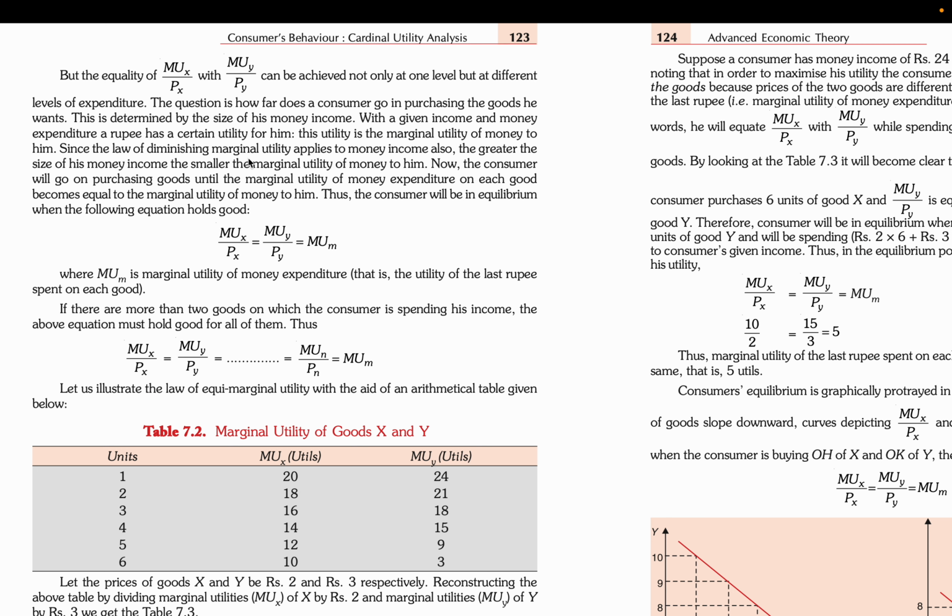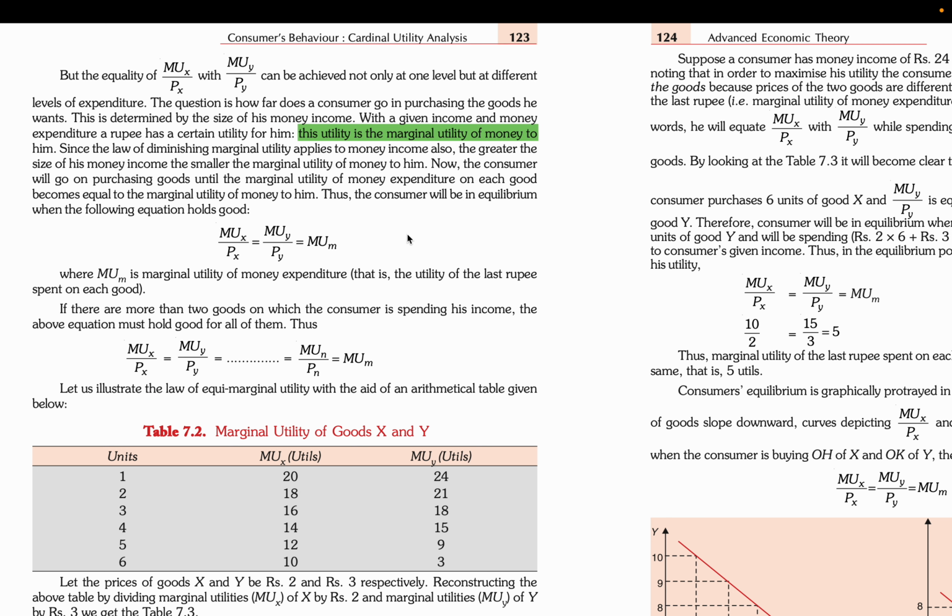With a given money income and money expenditure, a rupee has a certain utility for him. This utility is the marginal utility of money to him, right? Since the law of diminishing marginal utility applies to money income also, the greater the size of his money income, the smaller the marginal utility of money to him. Now the consumer will go on purchasing goods until the marginal utility of money expenditure on each good becomes equal to the marginal utility of money, right?